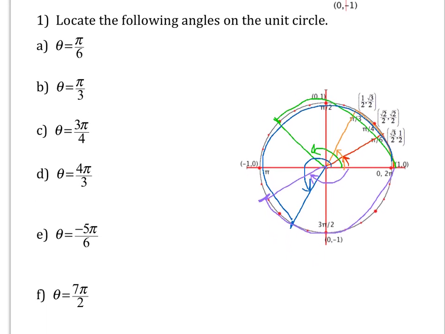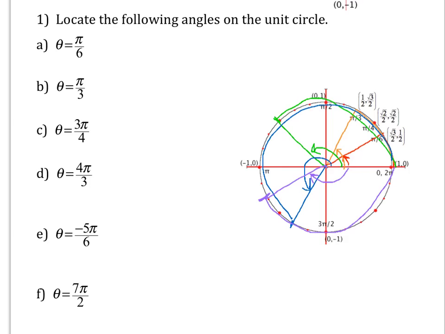Let's do one more. How about 7 pi over 2? Well, let's see. 7 pi over 2 is equal to 6 pi over 2 plus pi over 2, which equals 3 pi plus pi over 2. So we're going to go an angle of 3 pi. This would be 2 pi, wouldn't it? This would be an angle of 3 pi. So you go an additional pi over 2, so you get right there. That's the angle, 7 pi over 2 radians.